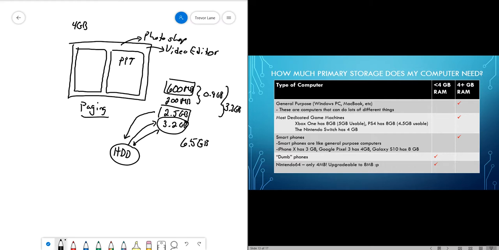Dumb phones. What? Dumb phones? That's offensive. No, it's not offensive. A dumb phone just means a phone that can't do things like install apps and that stuff. They basically do two things. You can call and you can text. And that's it. Nintendo 64, just a little extra piece of information for you. Nintendo 64 only had 4 megabytes of memory. 4 megabytes. You could upgrade it up to 8 megabytes, which made a big difference. But 4 megabytes. Crazy. Not a lot of RAM needed there.